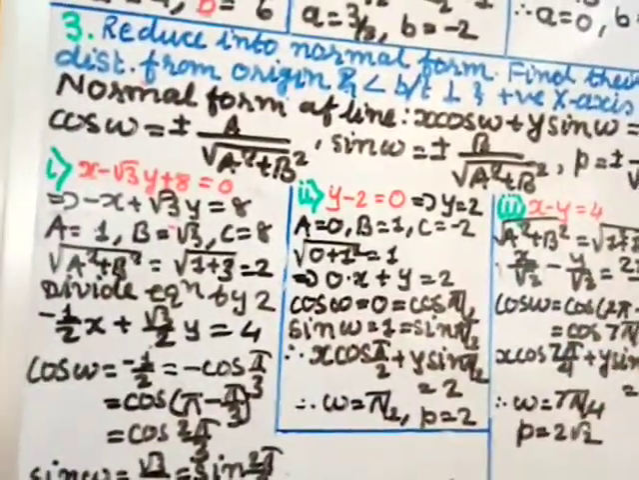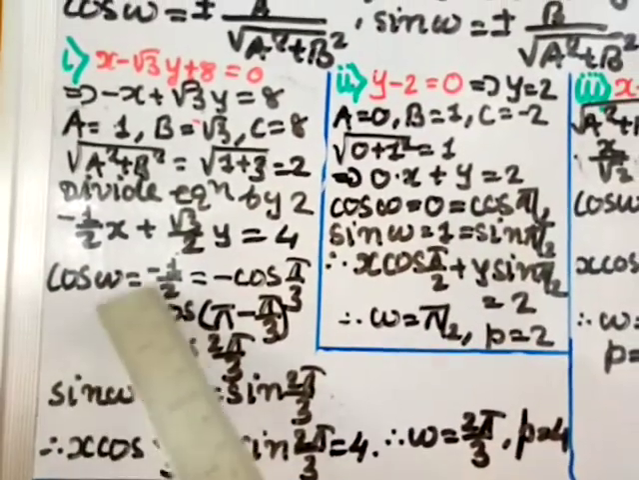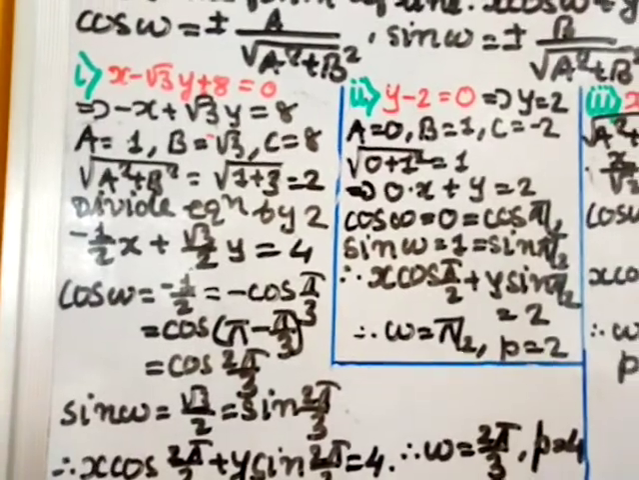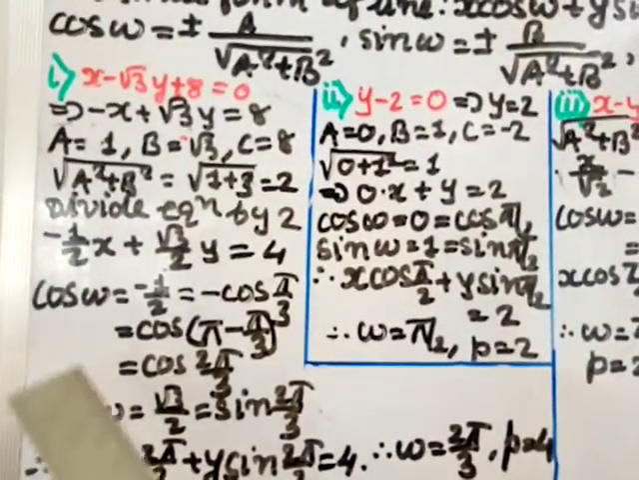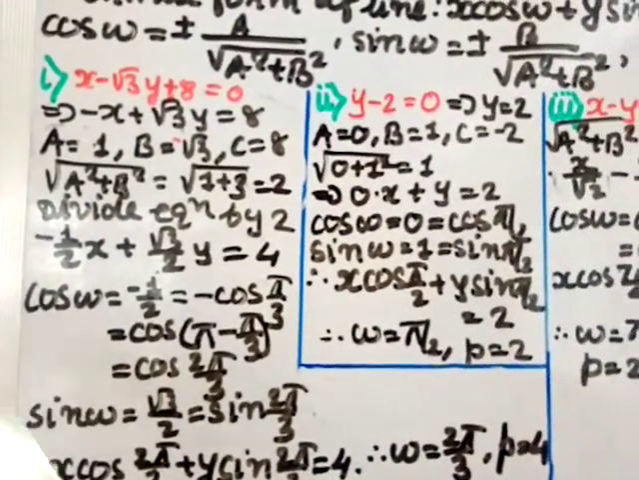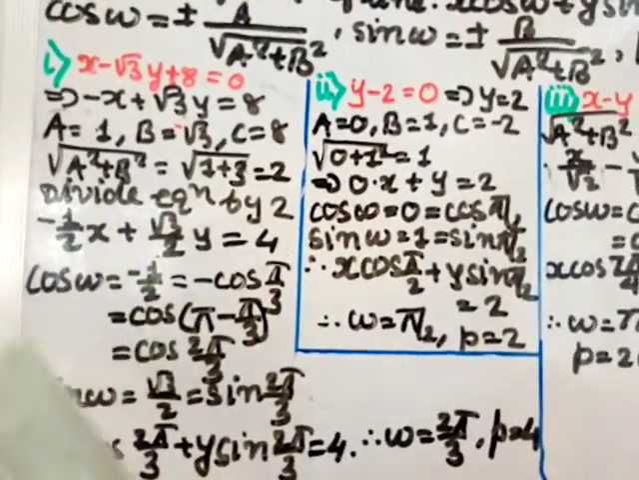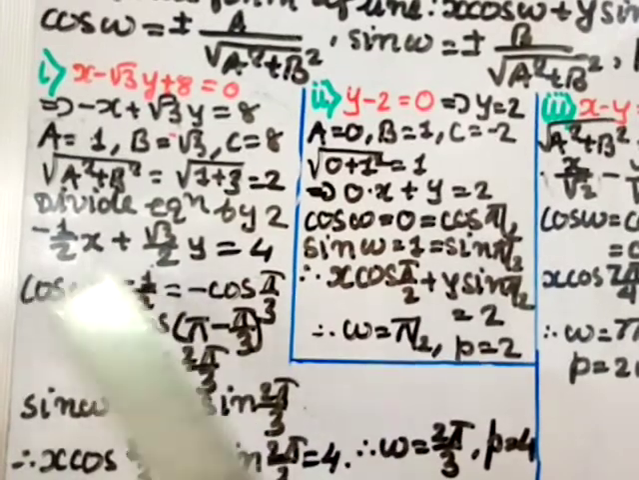So let us solve this. So cos omega is equal to minus 1 by 2. Now cos negative is in the second quadrant. Okay, so we can write cos as cos of pi minus theta. Okay, before that, see, the cos pi by 3 value is 1 by 2.